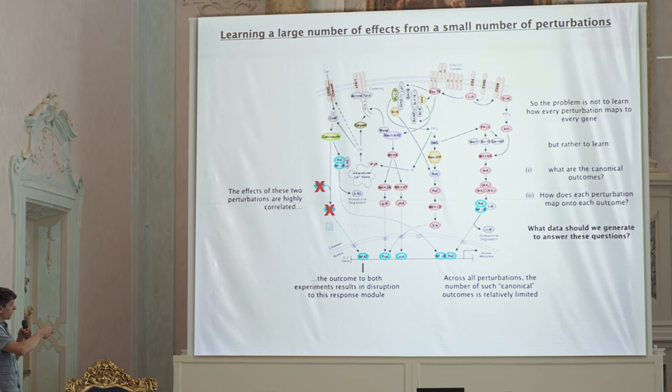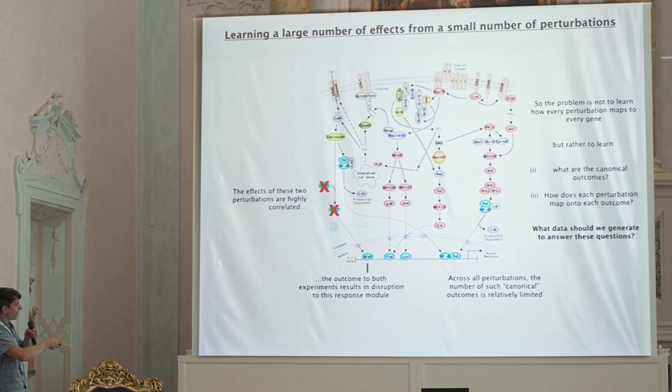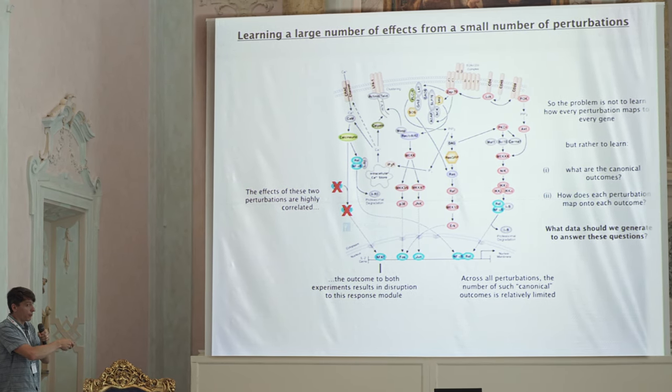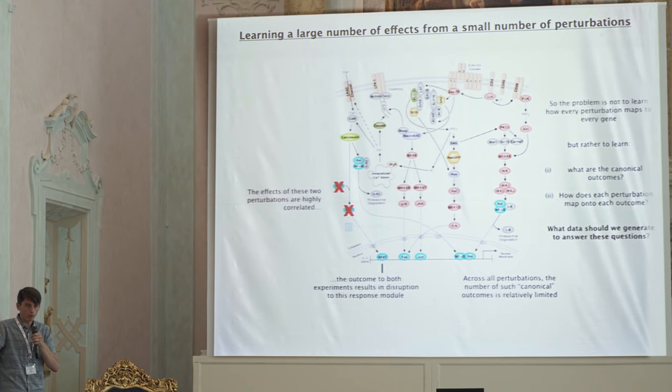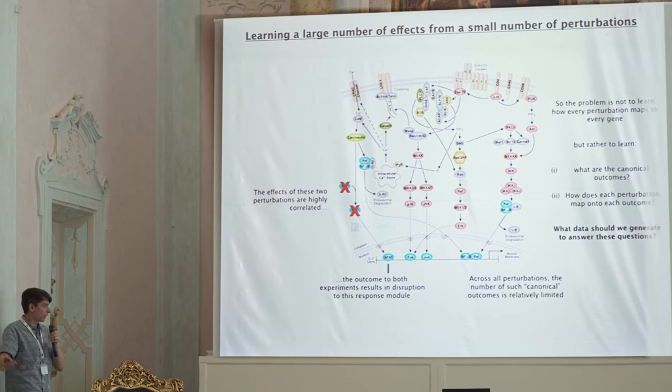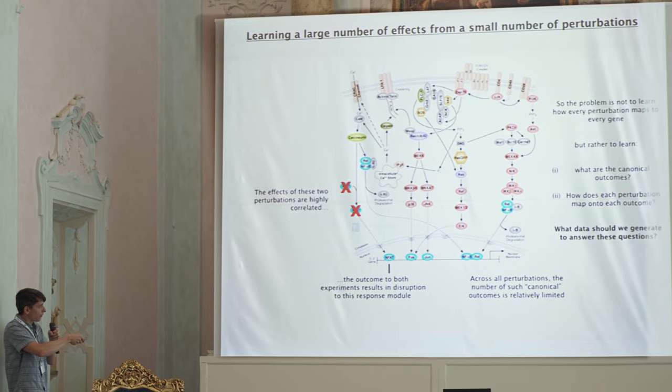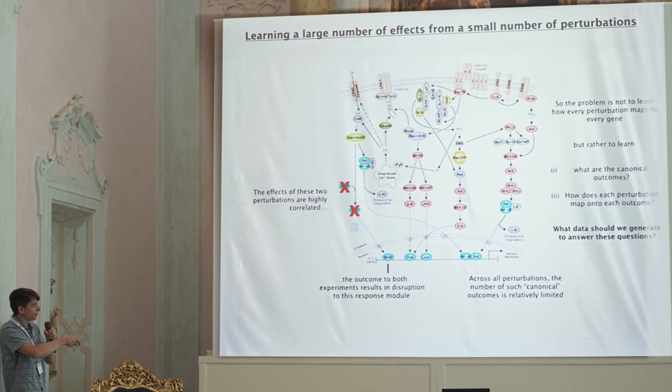So for example, if I were to knock out this gene, a downstream transcriptional module might no longer be upregulated. Similarly, if I knocked out another gene in the same pathway, the same downstream transcriptional module might be dysregulated. So the outcome of these two experiments is highly correlated. And in general, across all perturbations that I might do, the number of canonical outcomes could be relatively small because there's a relatively small number of co-regulated response modules.